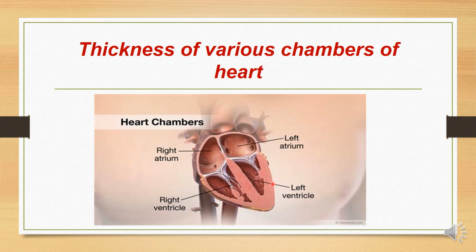The walls of the left ventricle can be two or three times thicker than those of the right ventricle. The blood from the left ventricle is pumped out through the aorta and needs sufficient pressure to overcome the resistance of the systemic circulation.